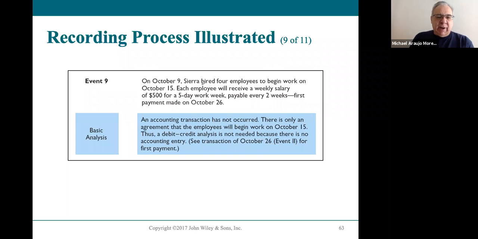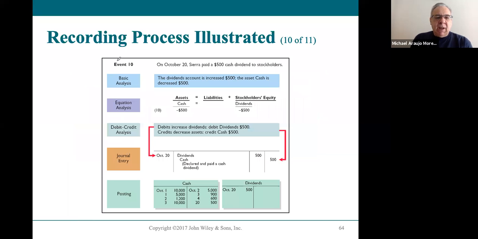Event number 9 is when we hired people, and when we hire people, we don't pay them up front, so that's not an event, no accounting. We paid a dividend later in the month. We did a lot of analysis on that. We know that the dividends account would be debited, the cash account would be credited, right?